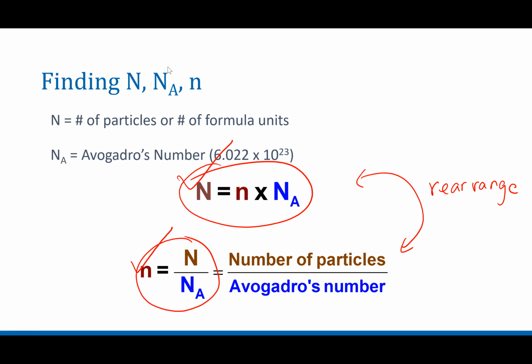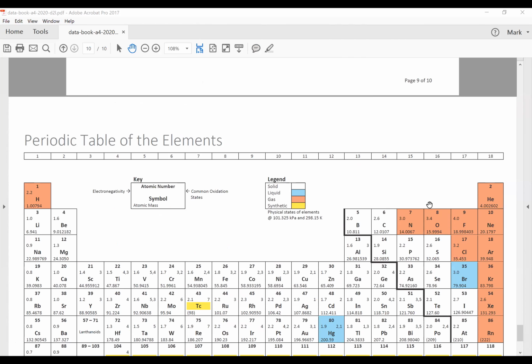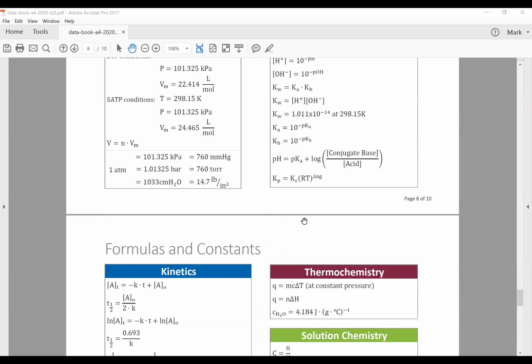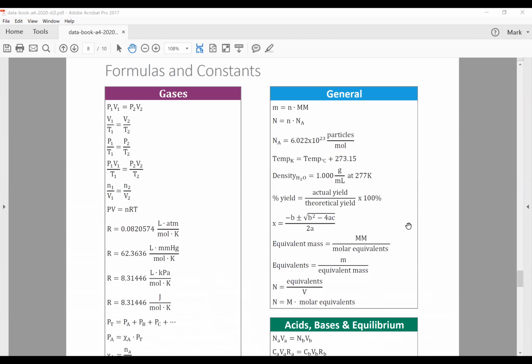Let's open up your data booklet and have a look at it. I'll show you where it is. You can see here I was writing about molar mass in the other class. Let me clear that. Let me share my screen. So where would that formula be in your data booklet? I think it's on page 8. Yep, page 8. In the general section of your data booklet, there's your formula right there.